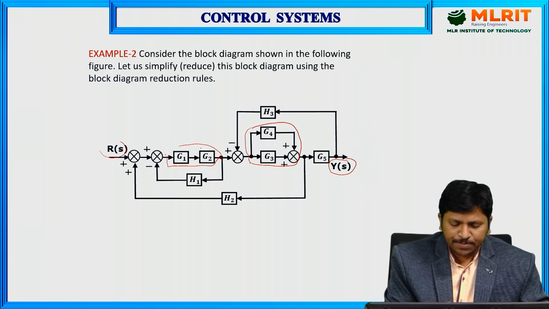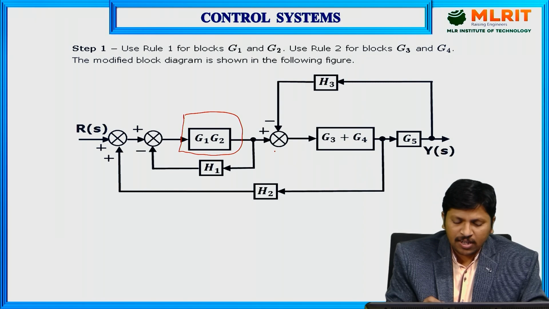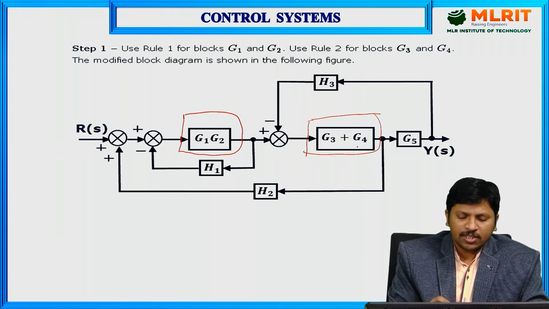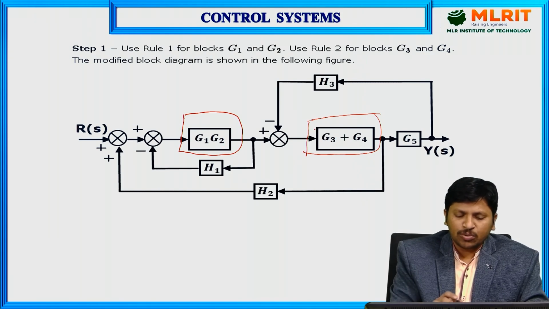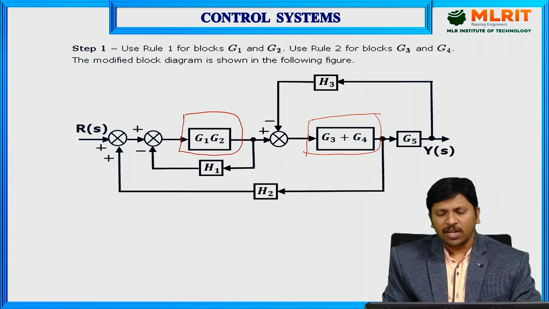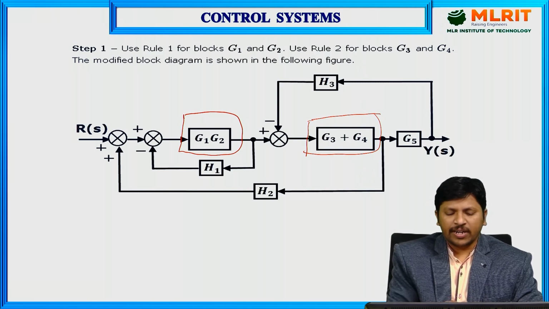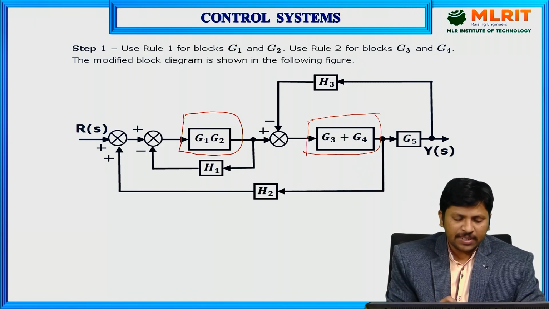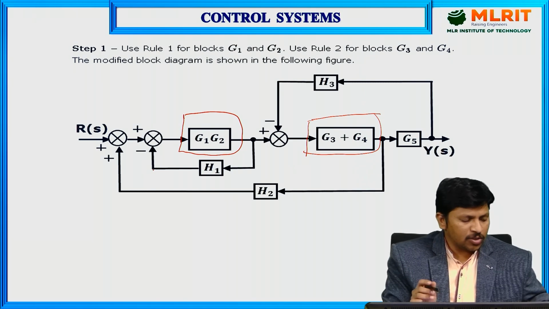And also here these two rules, just see the next slide. Here from G3 and G4 we got G3 plus G4, and from G1 and G2 we got G1 G2, using the two rules. Rule 1: blocks G1 G2 are in cascade form, and rule 2: blocks G3 G4 are the two feed forward paths. Now after modifying these two, finally we get this circuit from this.